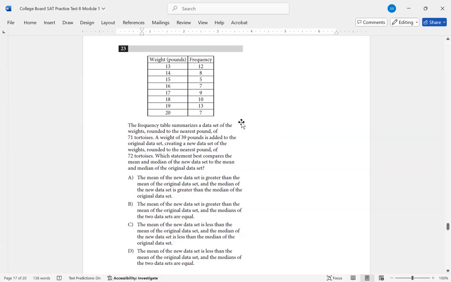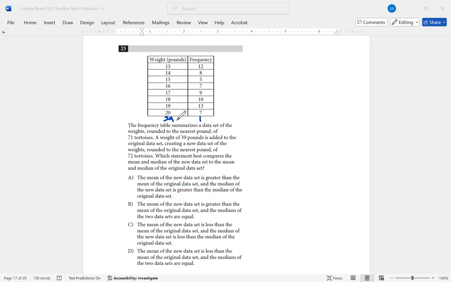Now, if you wanted to go ahead and calculate these, you could, but all we're doing is essentially adding an option of a 39-pound tortoise right here at the end with a frequency of 1. If you calculated the mean, you would take 13 times 12 plus 14 times 8 plus 15 times 5 all the way up, and in your original data set, you'd stop at 20 times 7. Now we've added this new tortoise who weighs 39 pounds.